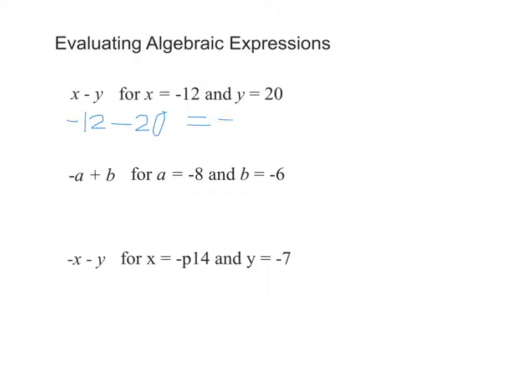This is the same thing as negative 12 plus a negative 20. Both numbers are negative, so we're getting farther along to the left on the number line. I'm going to add them up. That's negative 32.